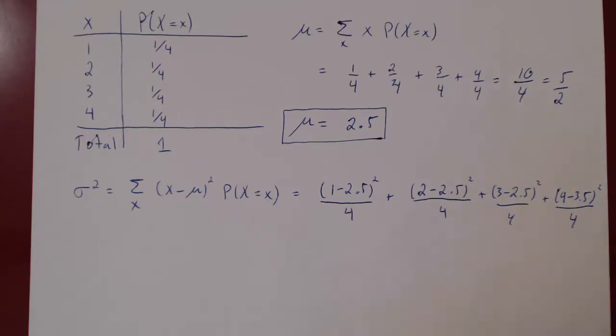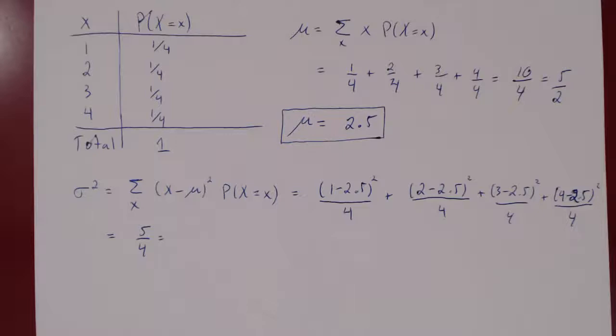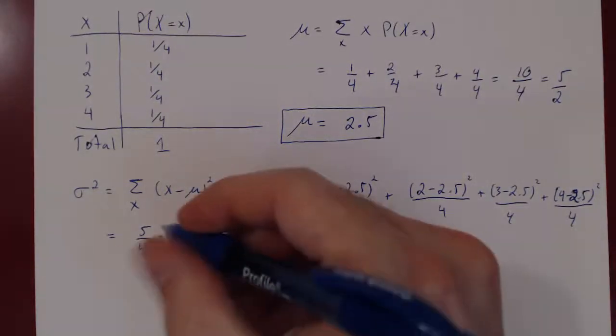Oh, let me check again. I think I made a mistake. Aha. My mistake here. Right, the mean was 2.5, not 3.5. So it's 4 minus 2.5. Let me compute this again. 1 minus 2.5 squared, plus 2 minus 2.5 squared, plus 3 minus 2.5 squared, plus 4 minus 2.5 squared. That is equal to 5 out of 4. So we have 5 out of 4. If you prefer, divide by 4, you get exactly 1.25.